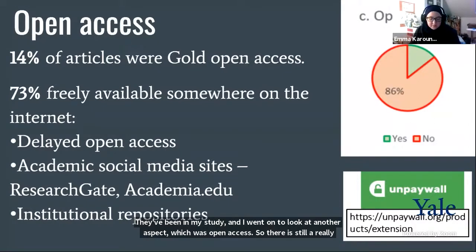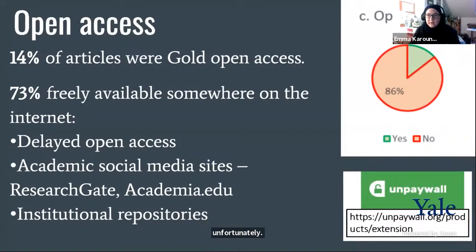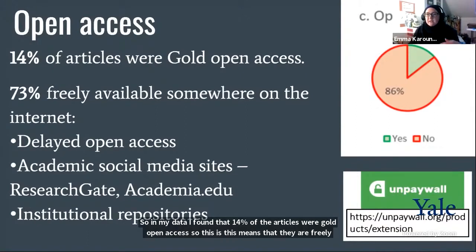But I actually wanted to go further to see which publications I could get hold of anywhere on the internet. So I was able to find 73% of the 341 articles somewhere on the internet in some form. This could be delayed open access by the journals, because some journals will delay your access for maybe 6 months or a year.